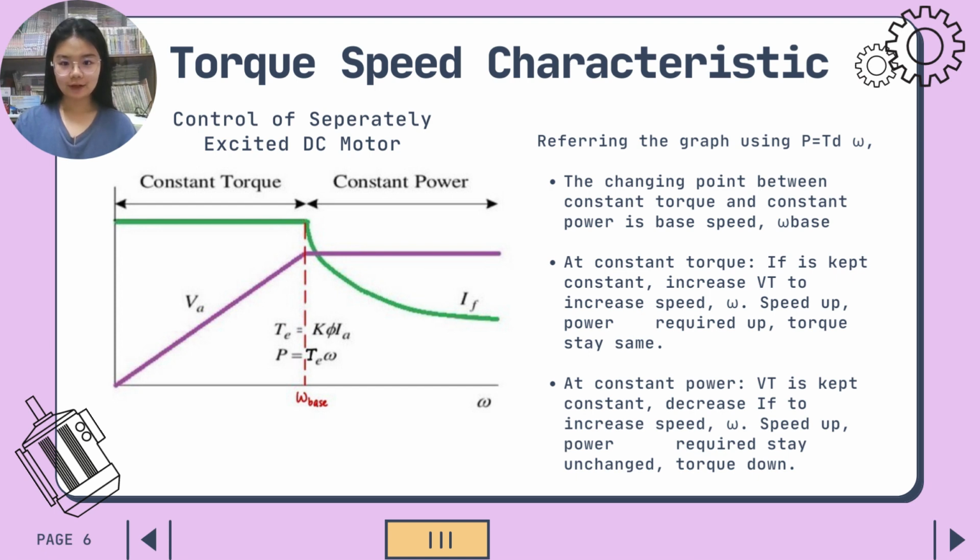Next, we can refer to the graph using the formula P equals T developed times omega. There is a changing point between the constant torque and the constant power in the graph, which is called the base speed, omega best. At the constant torque, the power increases as the speed increases. At the constant power, the torque decreases as the speed increases.